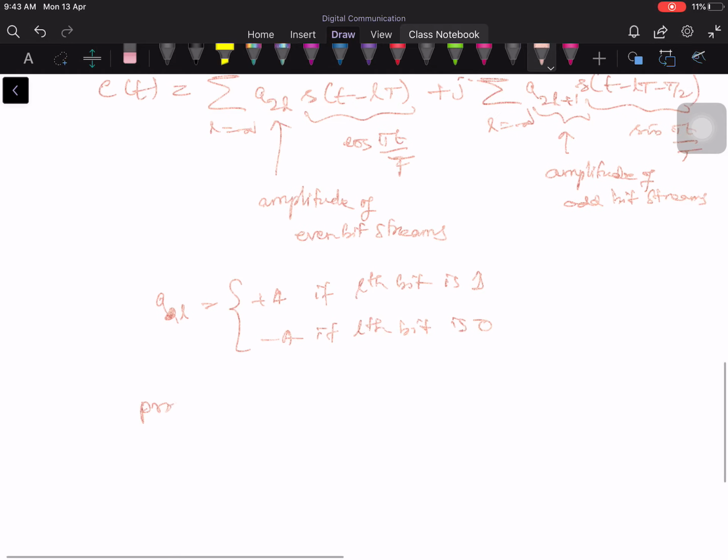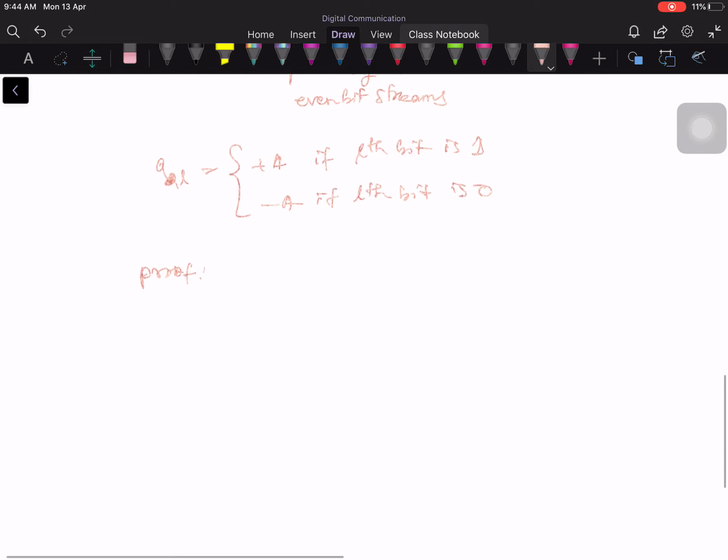What is our proof? What do we need to prove? It must have the constant envelope. The proof is really a one-line proof. By observation, you can prove this. Look here, this I channel and Q channel has basically two pulse shapes. One is the half cosine pulse shape, and its T by 2 shifted version, which is the sine pulse shape. Substitute that and you can easily prove.